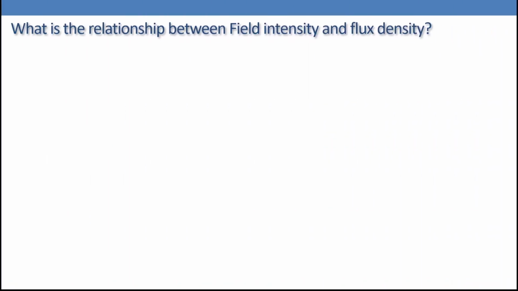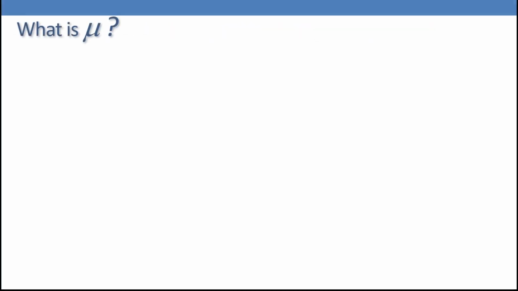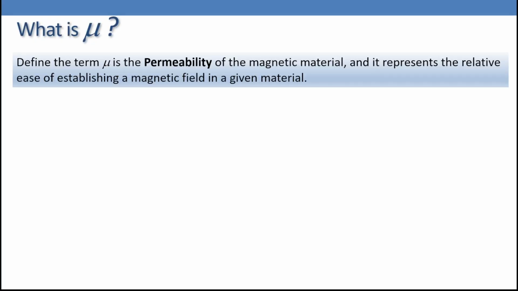So now we have a valid question. What is the relationship between field intensity and flux density? We know the difference between them, but what is the relation between them? But before answering this question, we need to answer this one. What do we mean by mu? We are going to define mu as the permeability of a magnetic material, and it represents the relative ease of establishing a magnetic field in a given material.